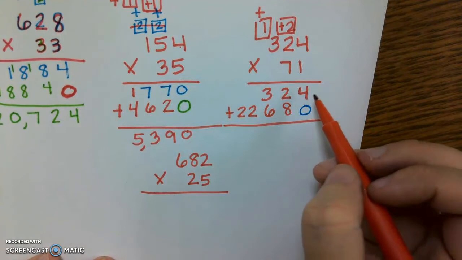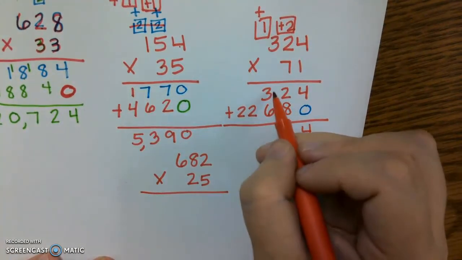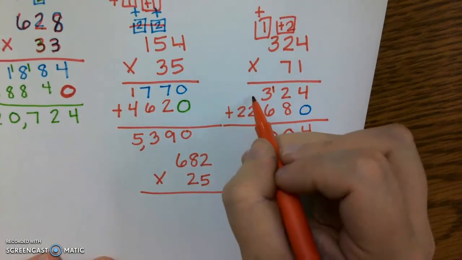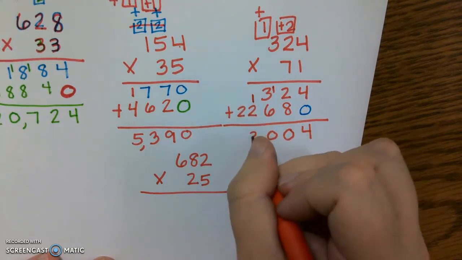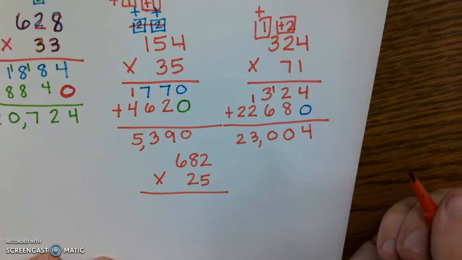Notice I've lined everything up. 4 plus 0 is 4. 8 plus 2 is 10, so I'm going to drop my 0, regroup my 1. 6 plus 3 is 9, plus 1 more is 10. I'll regroup my 1. 2 plus 1 is 3. And then 2 plus nothing is 2. So my answer is 23,004.